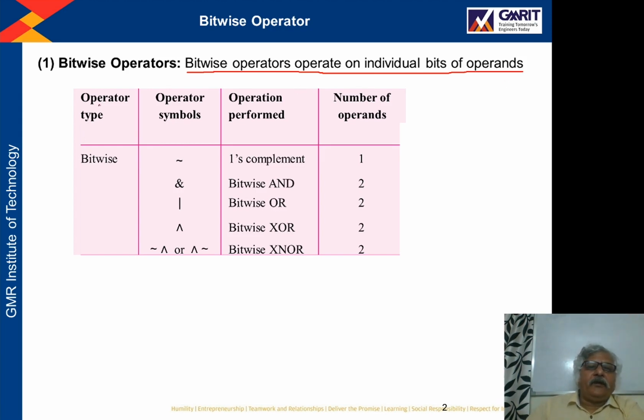In this table you can see the operator type, which is the bitwise operator. The second column is the operator symbol, the third column is the operation performed, and then the number of operands. How many operands will be there for a particular operator will be given in these columns. In total, there are 5 bitwise operators.